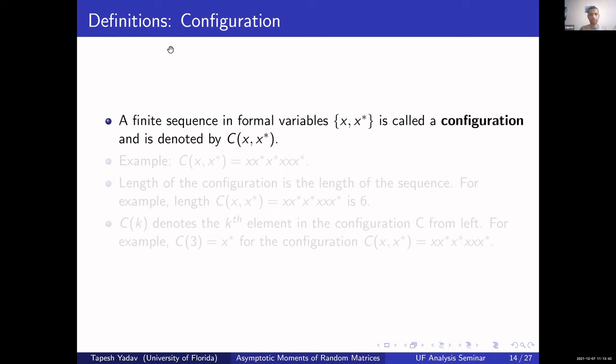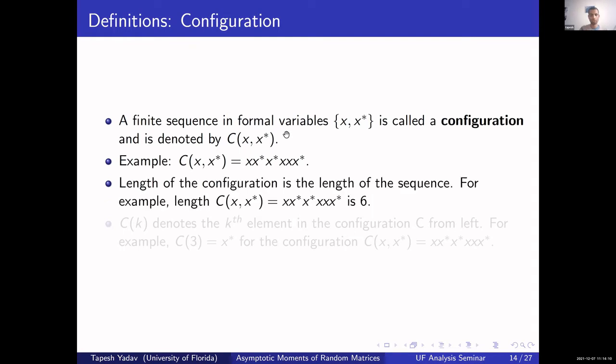Next we define a configuration. A finite sequence in formal variables x and x star is called a configuration and is denoted by C(x, x star). As an example, x x star x x star x x star is a configuration. Note that this is non-commutative, so we do not have the same configuration if we permute the entries. The length of the configuration is the length of the sequence. For example, for this configuration, the length is 6, because x or x star appears 6 times.